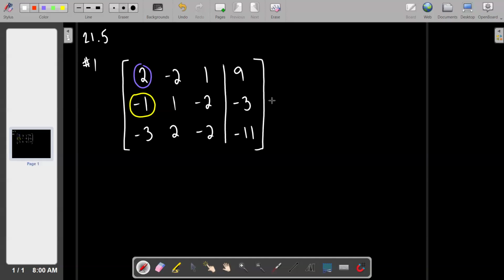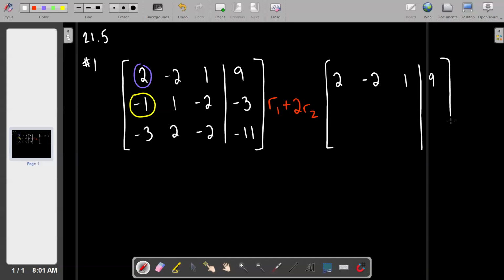Perfect. So it's going to be row one plus double row two. With row one being the worker bee row, I'm going to copy that row over to negative two, one, and then nine. And this is where it happens. It happens right away. So I'm going to double the middle, add the top. I like to do my multiplier first, given the choice. So I'm going to double the middle and add the top.